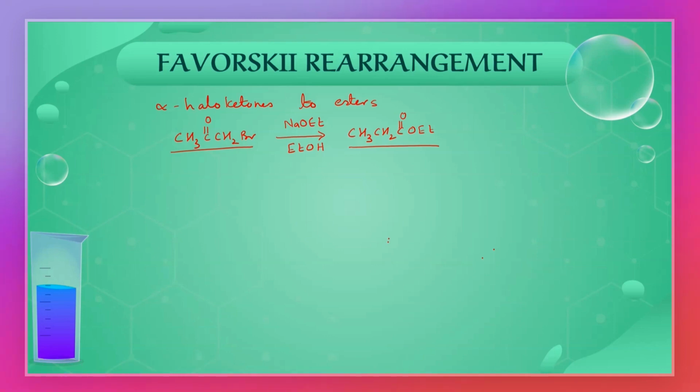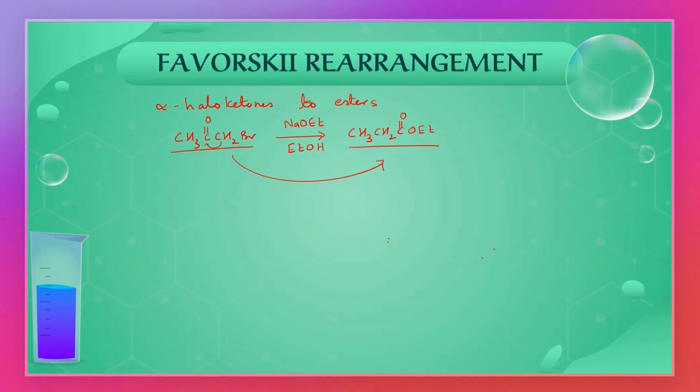It looks very simple, isn't it? But let us look into the molecules. Here we had CH3, COCH2, and now the molecule is completely rearranged. We have CH3, CH2, COOEt. This CH2 has come from this position to this, here to here, something like that. It's complete rearrangement of the carbon skeleton. Now let us see how it happens.